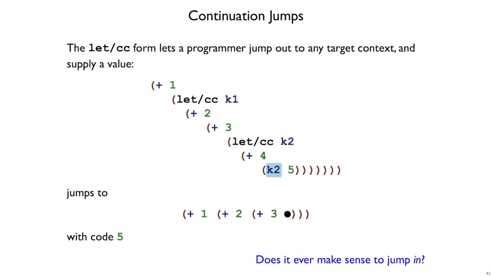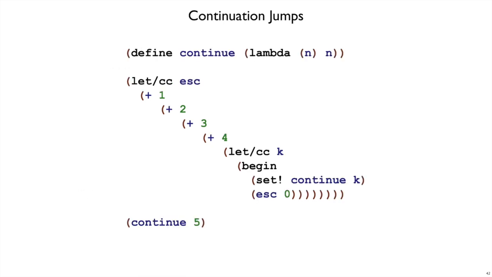And those are examples of jumping out of the current continuation, jumping out of a nested context to a continuation that was enclosing what we were doing already. But would it ever make sense to jump into a continuation? Here's an example that sets that up.